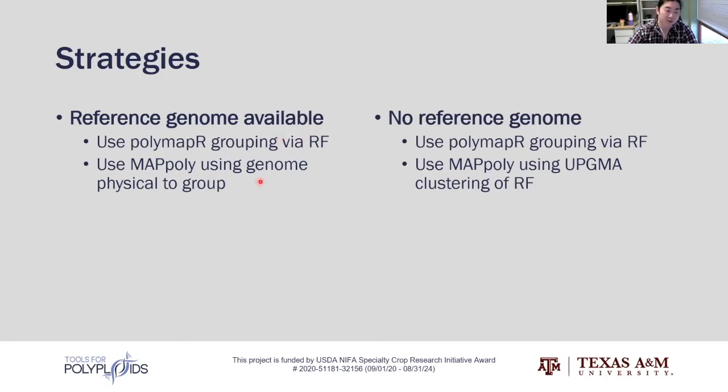With Map Poly, you can use the genome information to group your groups and then do your map ordering like we talked about earlier. The other strategy is, what if you don't have a reference genome, or what if your reference genome is pretty poor? What would you do? Well, you would have to use either Polymapper and group using the recombination fractions, or you would have to use Map Poly and group using UPGMA clustering of the recombination fractions.